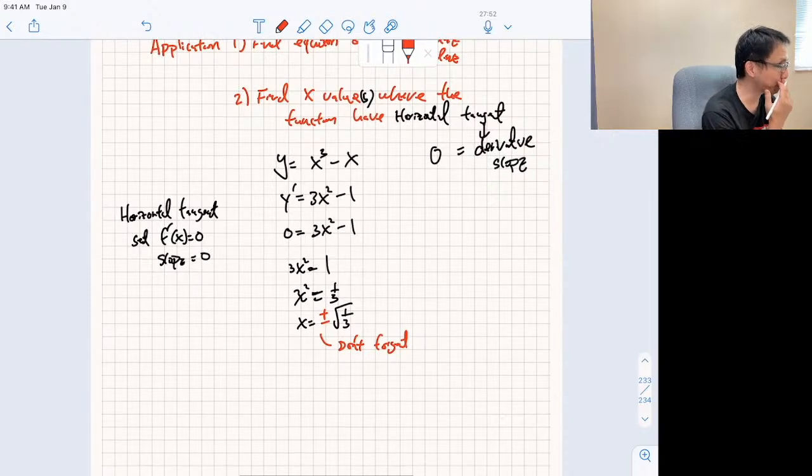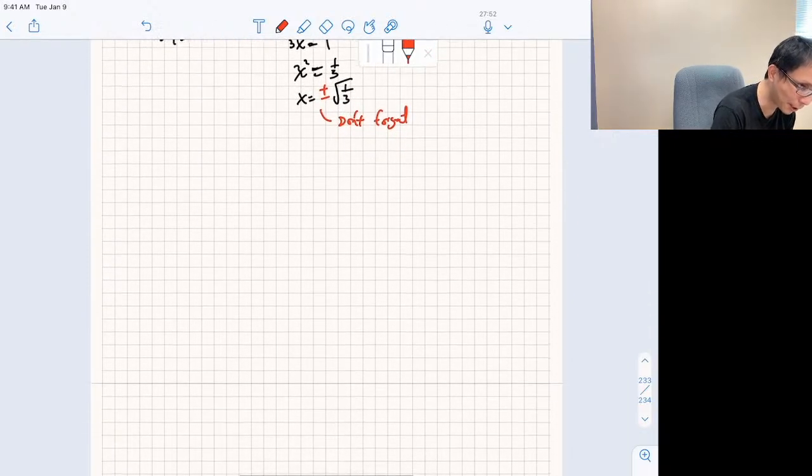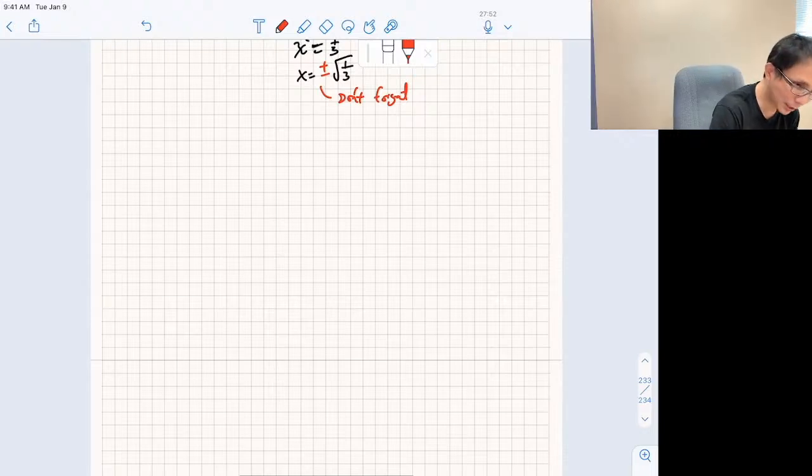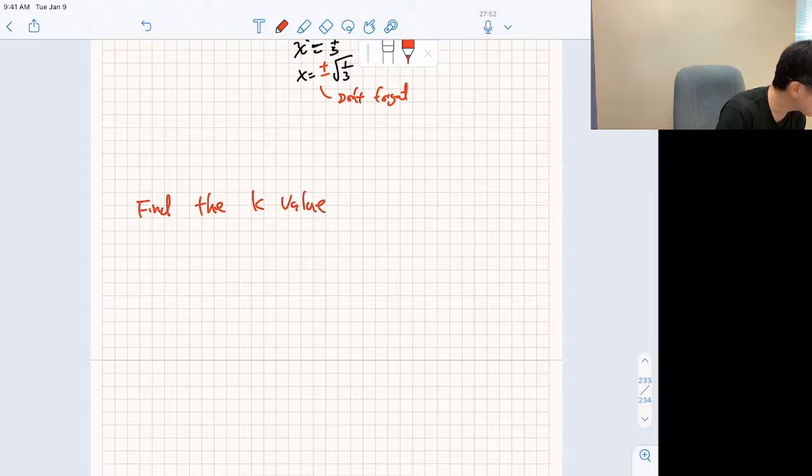Does that make sense? Now I'm going to give you the next question. The next question is a little bit more difficult. It says, find the k value. I call these the infamous k value problems. Find the k value such that the line is tangent to the graph of the function.